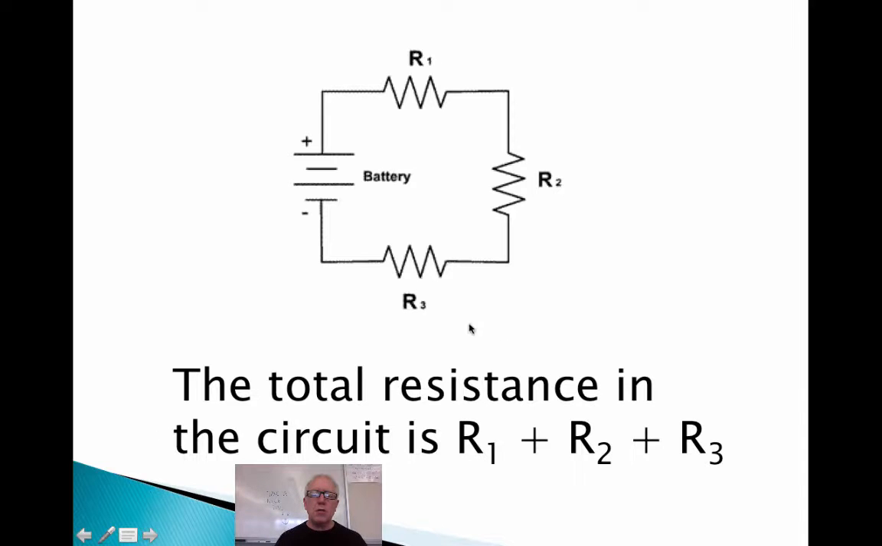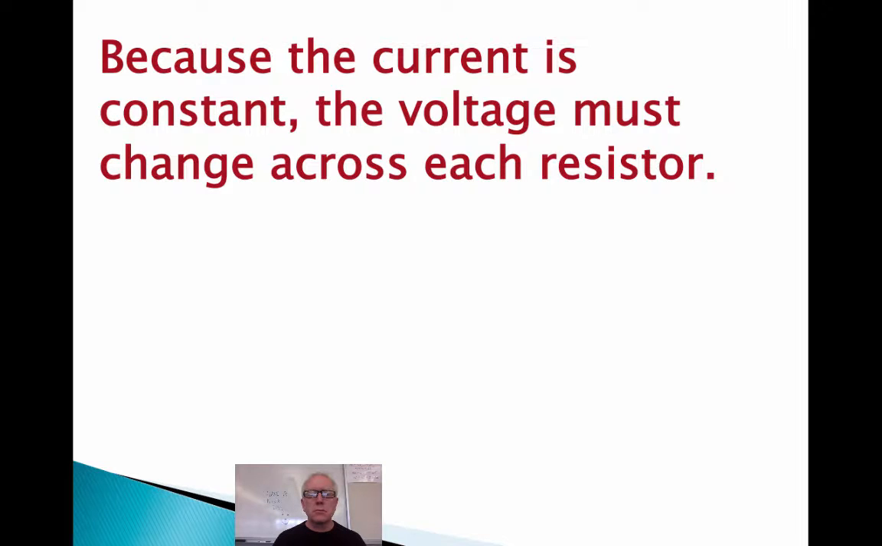For a series circuit, the total resistance of the circuit is R1 plus R2 plus R3. Just add up the 3 resistors and that'll give you the total resistance. Then you can apply that with the current and the voltage to solve for the things that I'll be asking you to solve for.